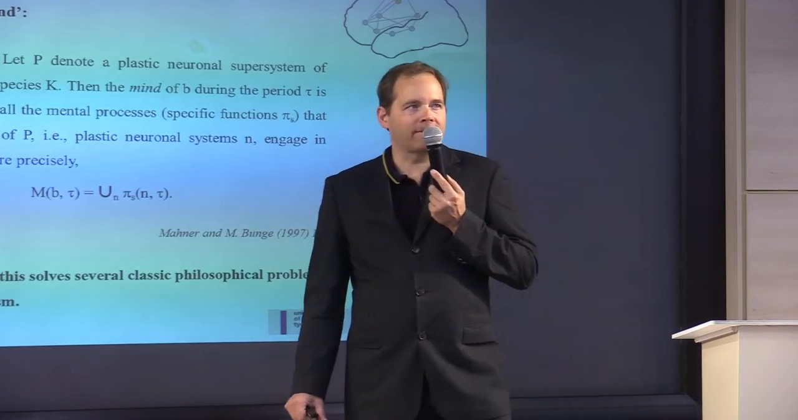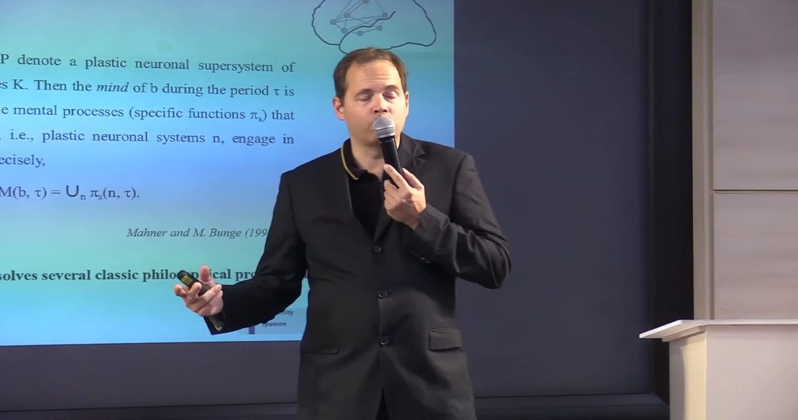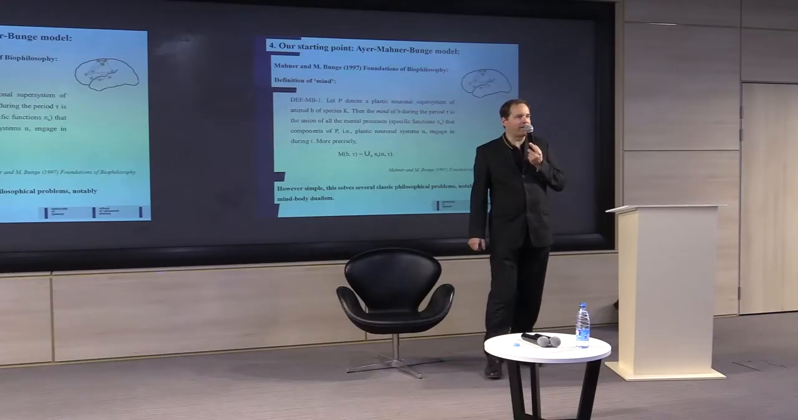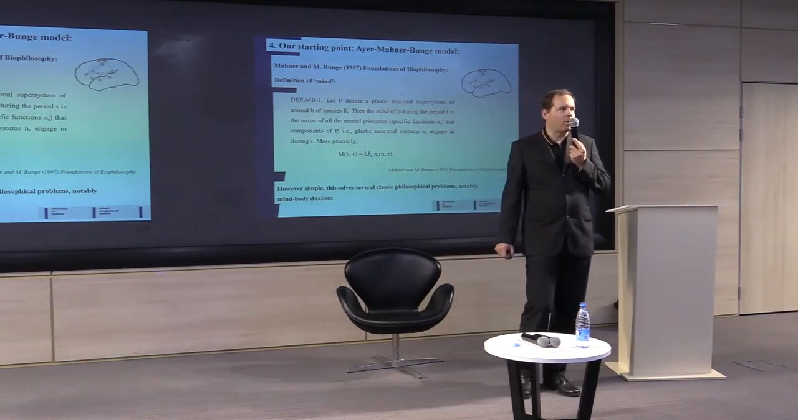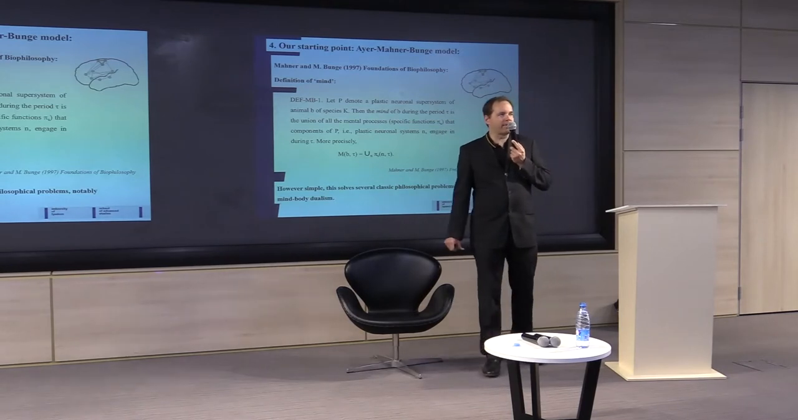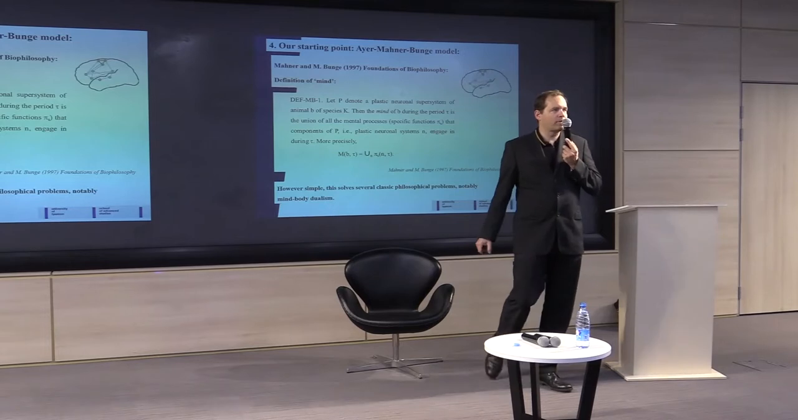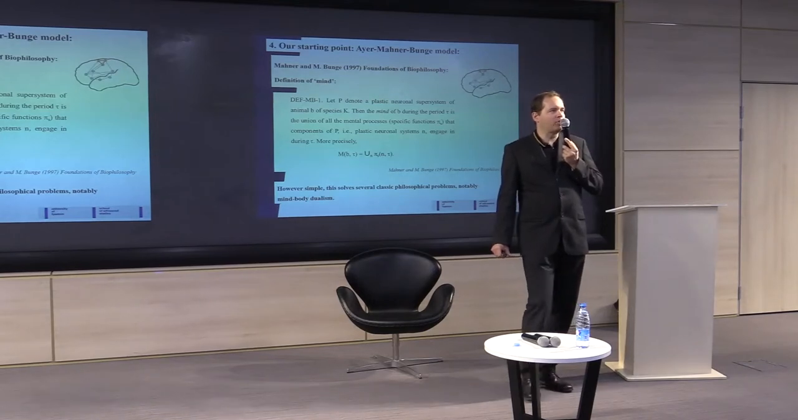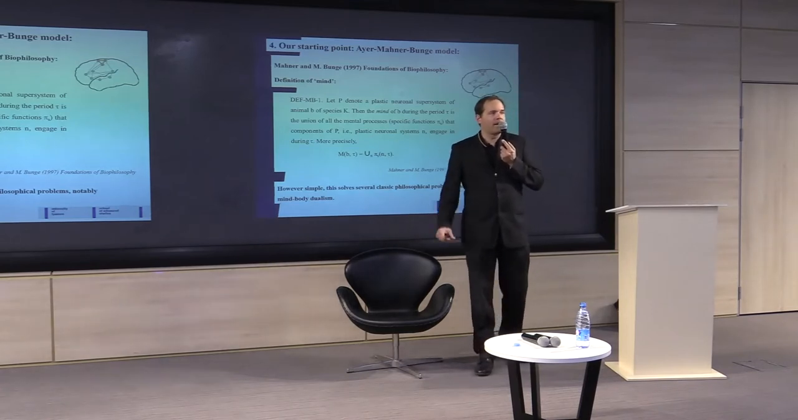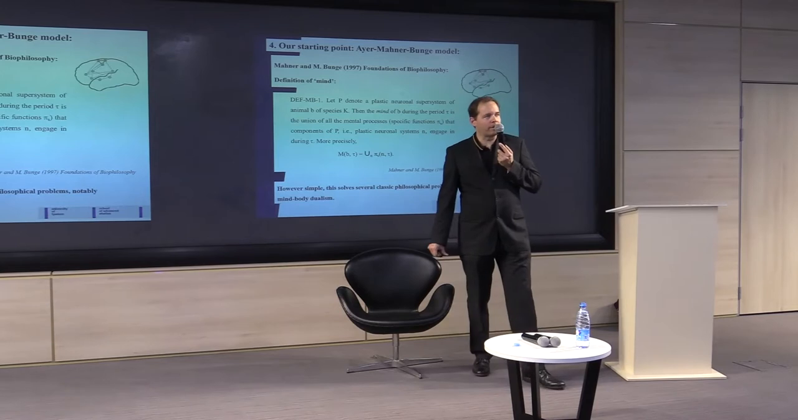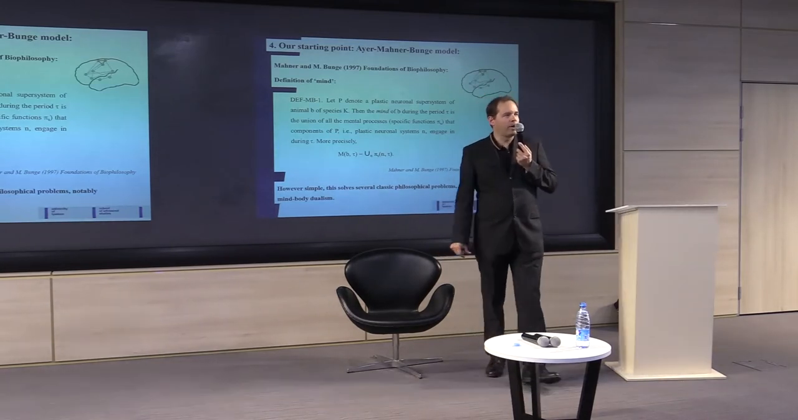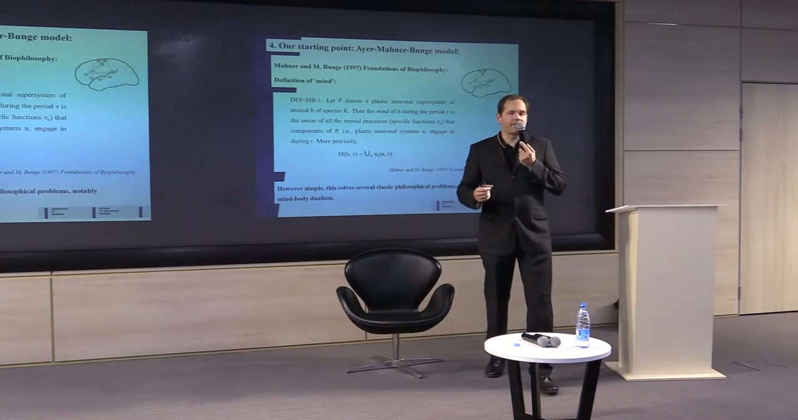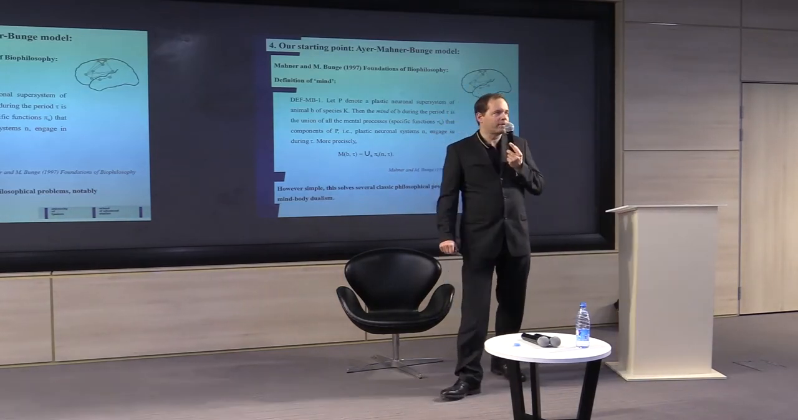Let B be the plastic neuronal supersystem of a certain human being, or even you could think of a primate, in general animal B of certain species A. Then the mind of this human being during a certain period, tau, is the union of all the mental processes, which actually correspond to specific functions of the components of B, namely plastic neural systems, engaging during that period. More precisely, you can write a little formula here. The mind of the animal B during the period tau is the union of all the mental processes, or of all the mental functions that this animal is doing during this period.